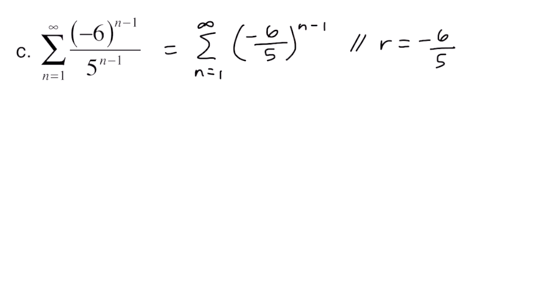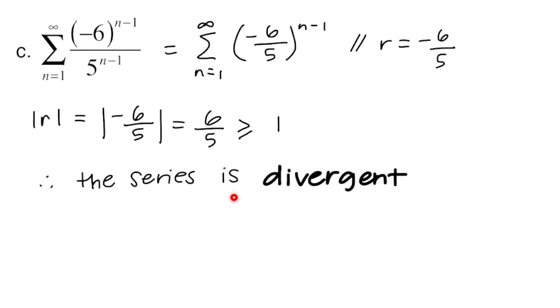All right, so now we're going to take the absolute value of r. So the absolute value of -6/5 gives you +6/5, and that value is greater or equal to 1. Therefore, the series is divergent.